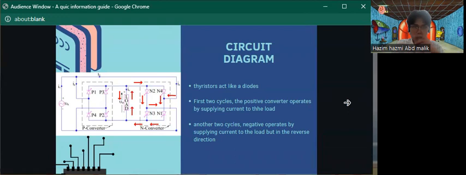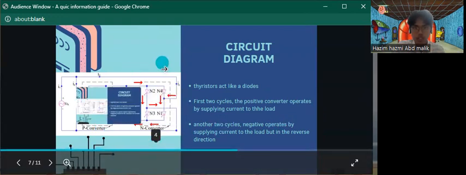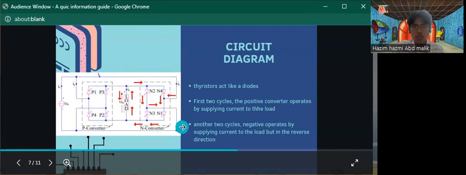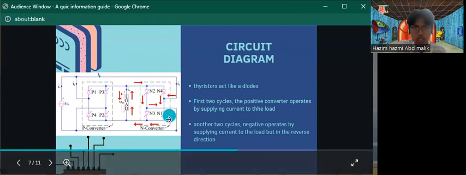After that, the negative converter, the flow of the negative converter. The first flow is from the supply, and it goes to N1, and it flows to the load, then it goes to N2. After that, it goes back to the negative of the supply.